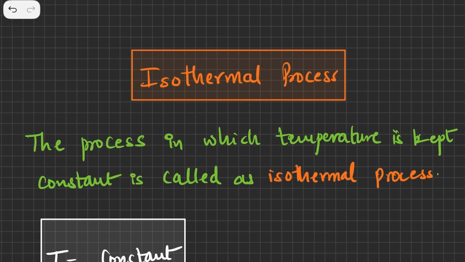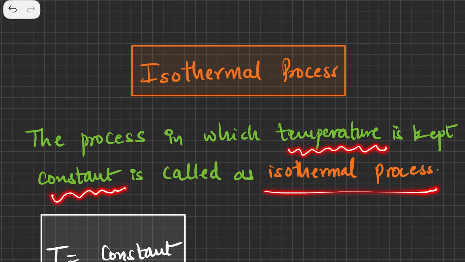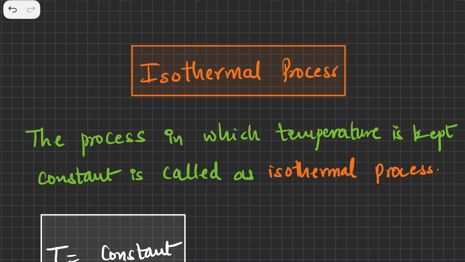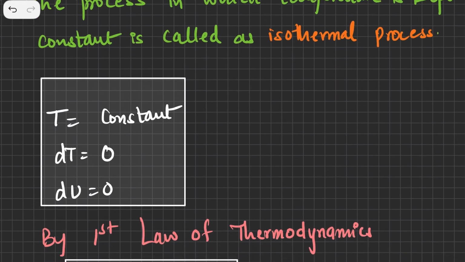An isothermal process is a process in which the temperature is kept constant. So if the temperature of a system is kept constant, then the process is called an isothermal process. It's a very simple process in which you just keep the temperature constant and let other things change. So this becomes the definition: the process in which the temperature is kept constant is called an isothermal process.